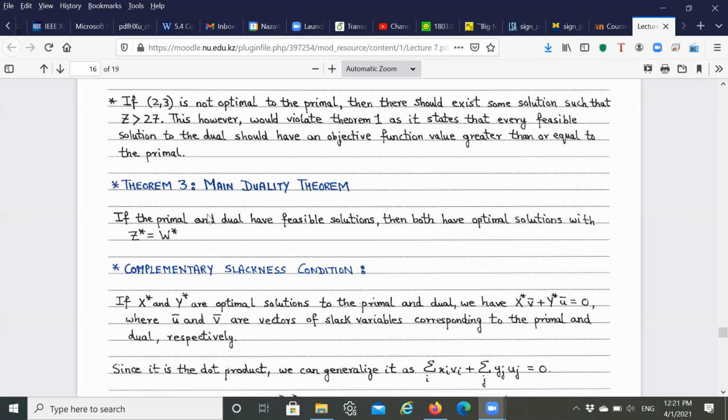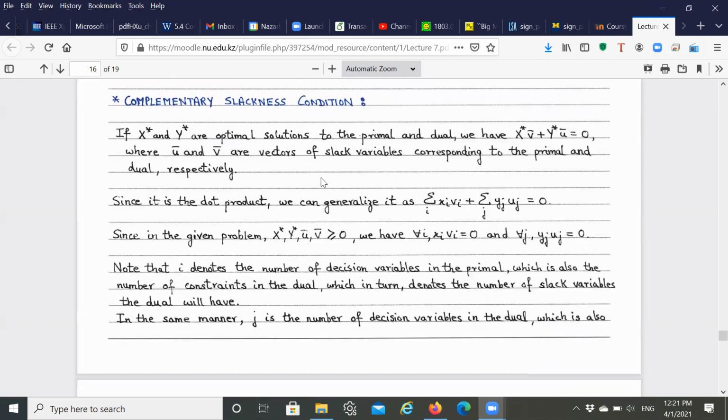Okay, that we will see once we know what the complementary slackness condition is. So is this clear? It's saying that if the primal and dual are feasible, then both have optimal solutions where Z star is equal to W star. So this basically just generalizes the previous two theorems.